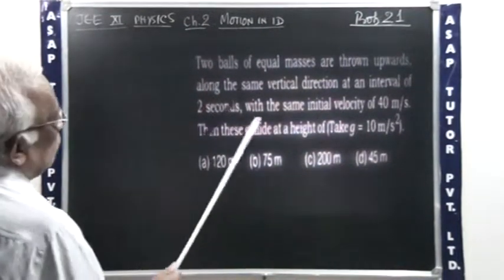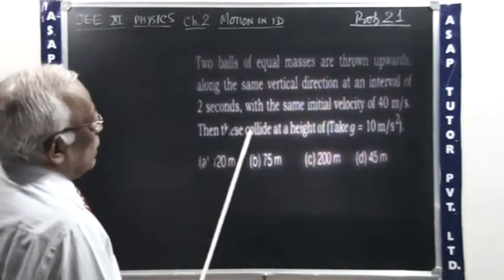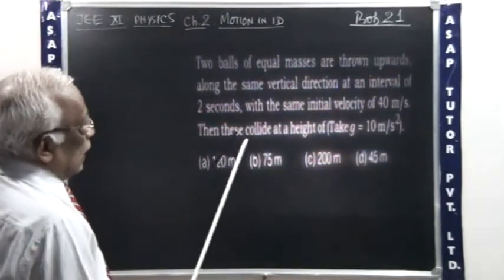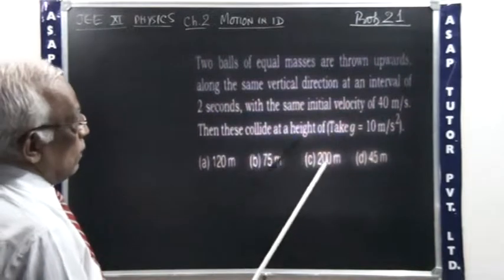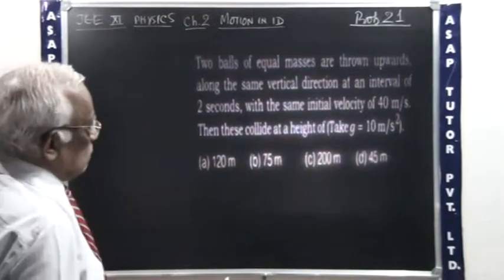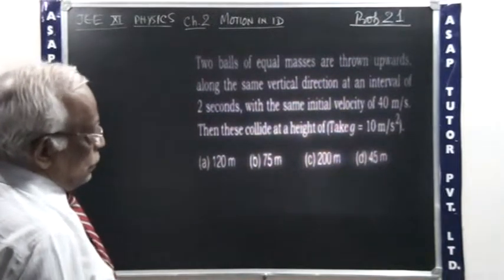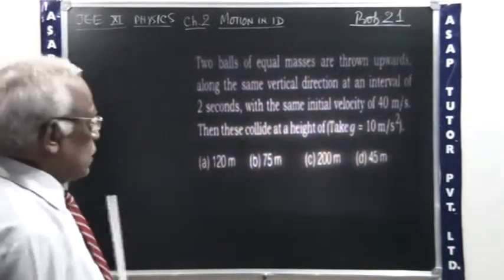Now, two balls of equal masses are thrown upwards along the same vertical direction at an interval of 2 seconds with the same initial velocity of 40 meters per second. Then these collide at a height of what is the question. g is to be taken as 10 meters per second square.